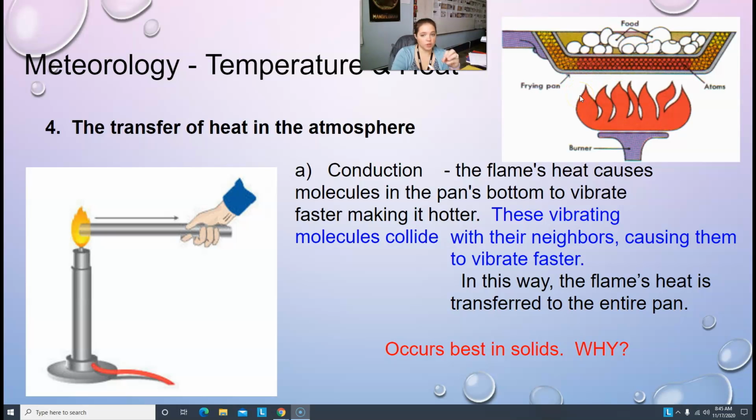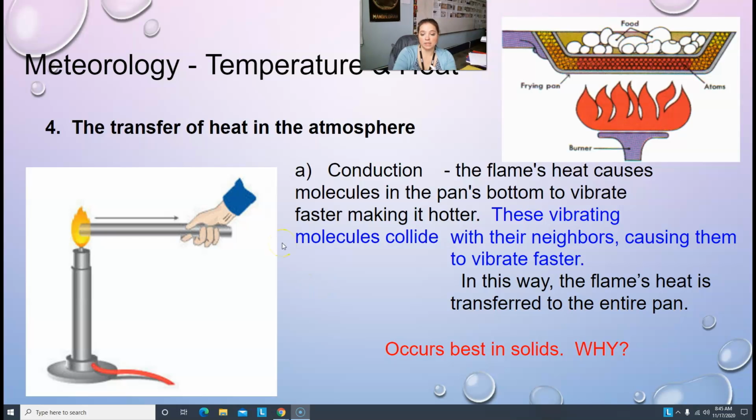This vibration causes heat. And it does it mainly on the bottom, but then you see it starts going up the side. This is how the flame's heat is transferred to the entire pan, because it starts in the middle, it starts vibrating, and then the vibrating hits and hits and hits. It goes to the whole entire thing.